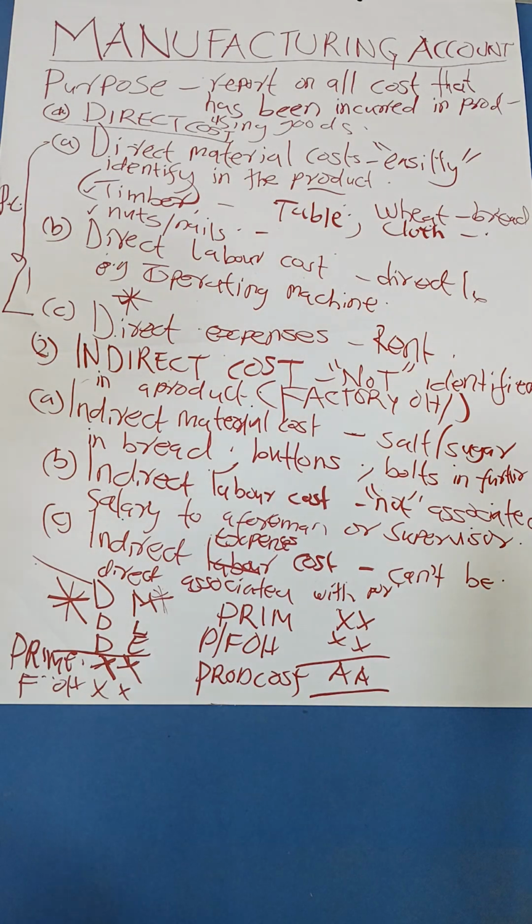And we have said the main purpose of us coming up with the manufacturing account is to do what? Is to report on all cost, may it be the direct cost, may it be the indirect cost. At the end of the day, we are going to report on this cost and come up with something called cost of production. Good. So let us see the format of manufacturing account.